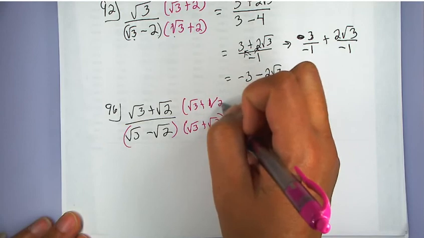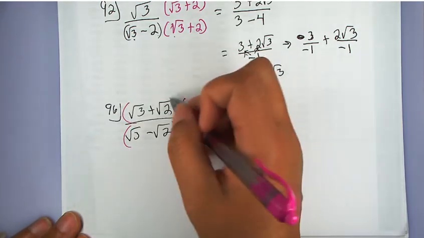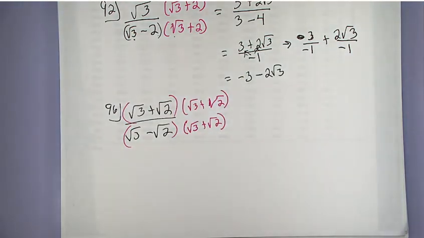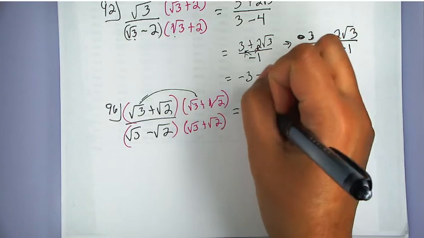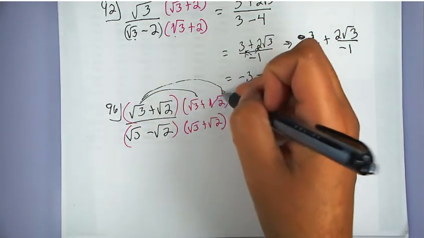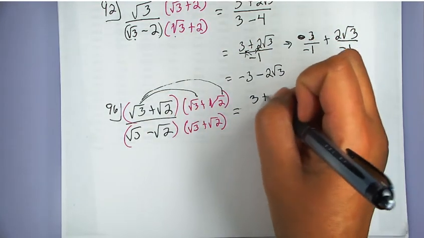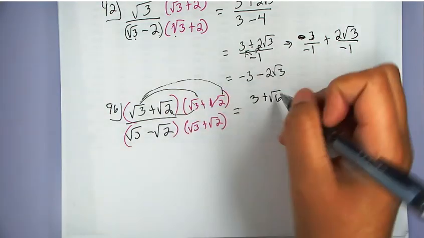So simplified, 2 plus 3 is 5, plus 2 square roots of 6 over 1, which is just 5 plus 2 square root of 6. You do want to break it up and simplify, just like we did before. So if you end up with a different denominator, you do want to separate those and simplify them.